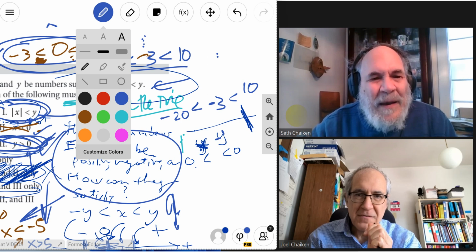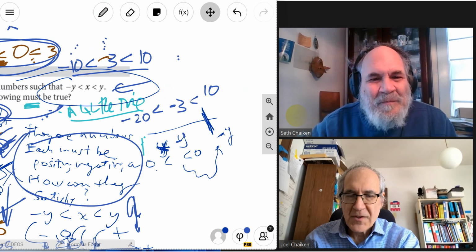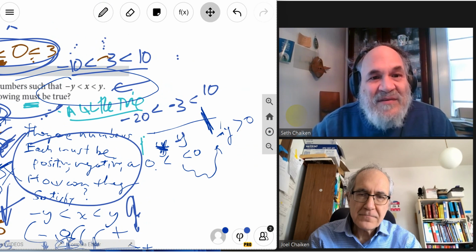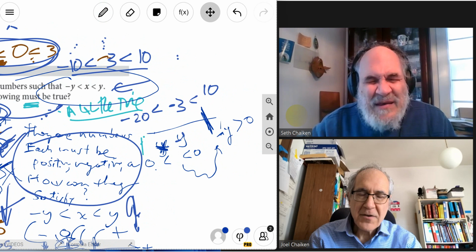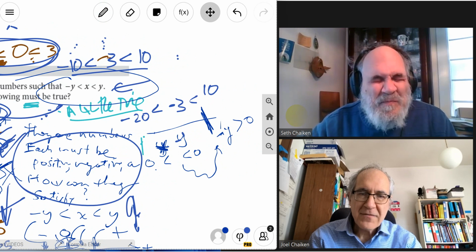Then minus y is on the other side of the number line. If y is negative, that implies minus y is positive. Right. But the condition of the problem says that y is to the right of negative y. So y cannot be negative.